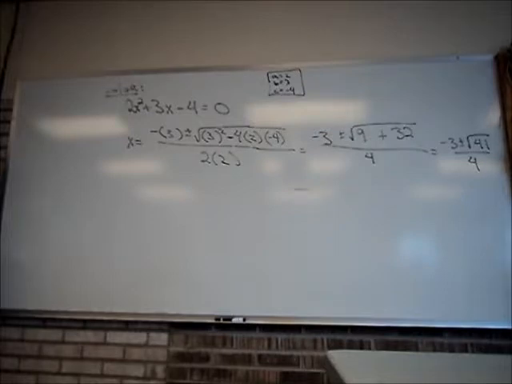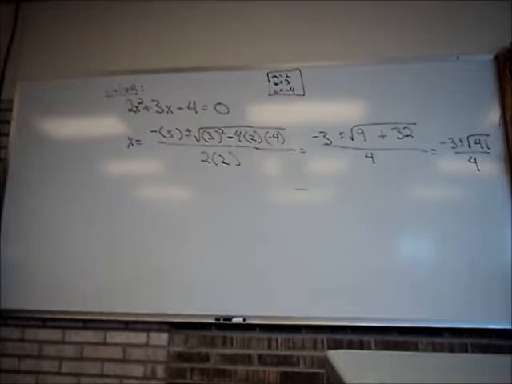See if that square root can simplify. Go to the factor tree, square root of 41. I don't think you're going to get very far, right? 41 isn't divisible by anything other than itself and 1. So my two solutions, I got two solutions, two values of x.